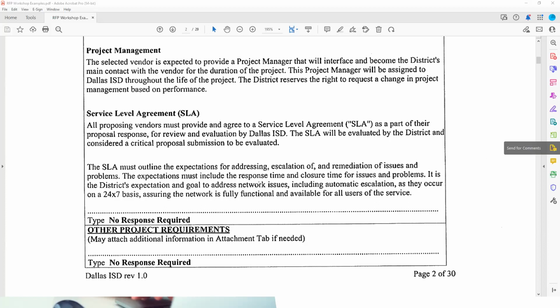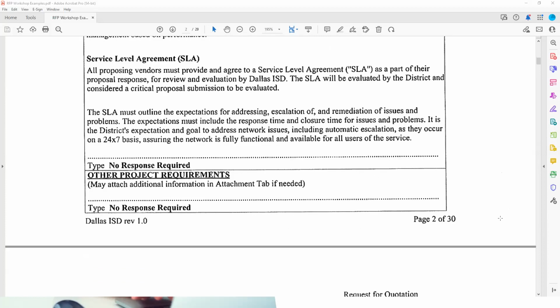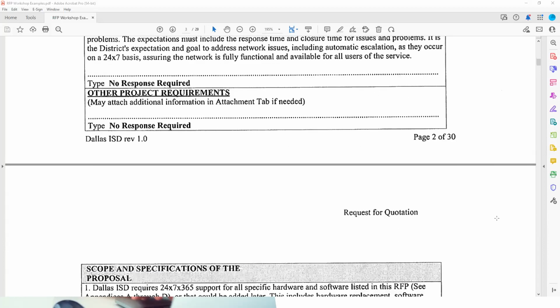Okay, so they're telling you, and they're even telling you that the service level agreement must outline the expectations for addressing escalation of, remediation of issues and problems. They're already telling you what it should include. So let's move on.